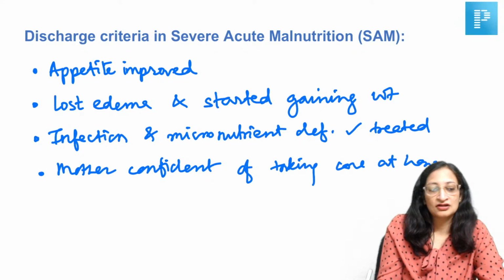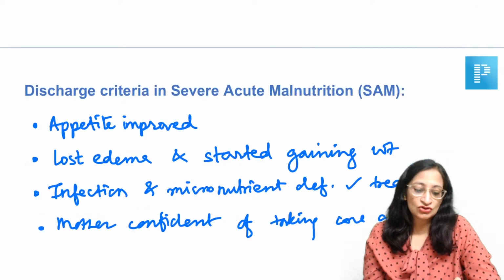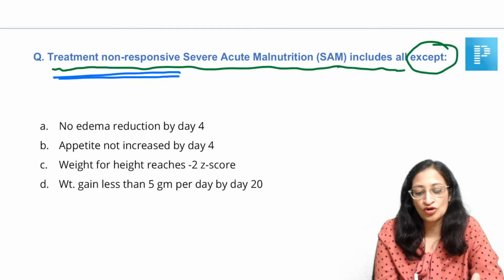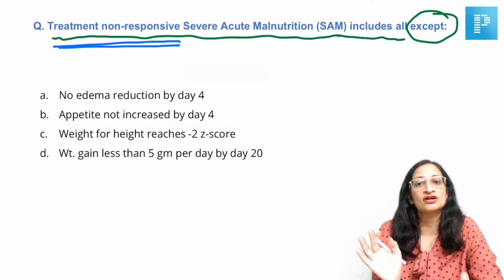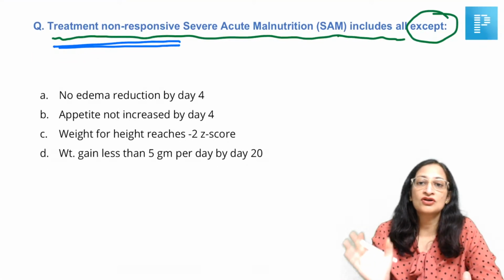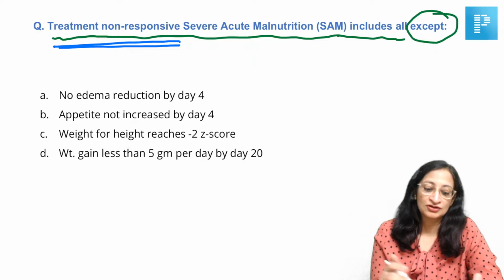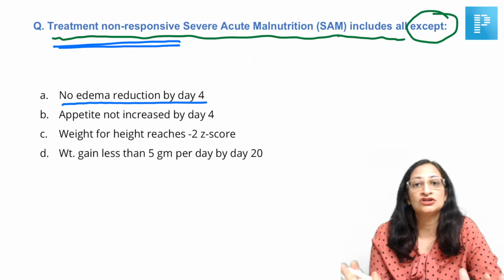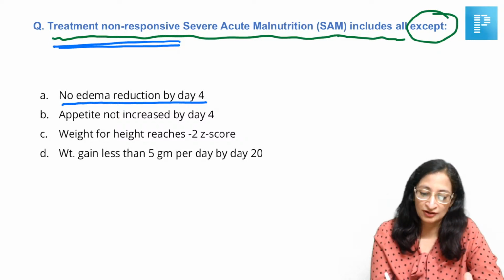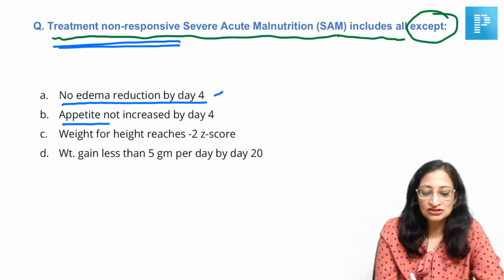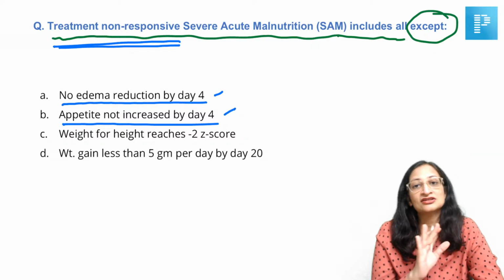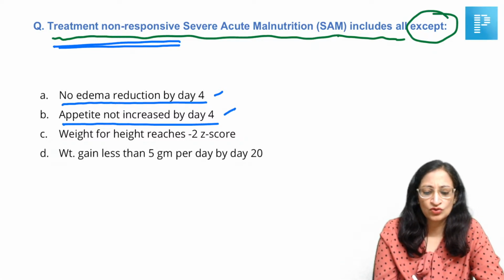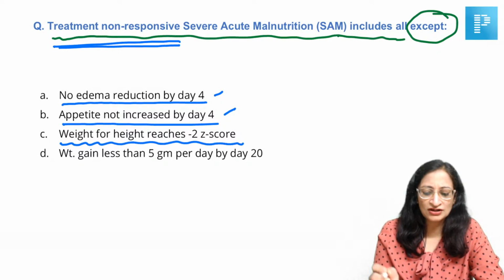Okay, so coming back to our question. Treatment non-responsive, that means the child has not responded to the treatment. That means you cannot discharge these children now. So treatment non-responsive SAM would include all except. If there is no edema reduction by day 4, that means the child has not responded to treatment. If appetite has not increased, then also the child has not responded to treatment. Weight for height reaches -2 Z score. So this is nowhere a criteria.